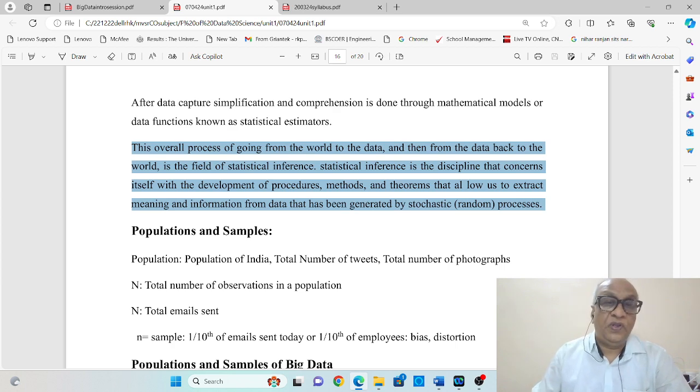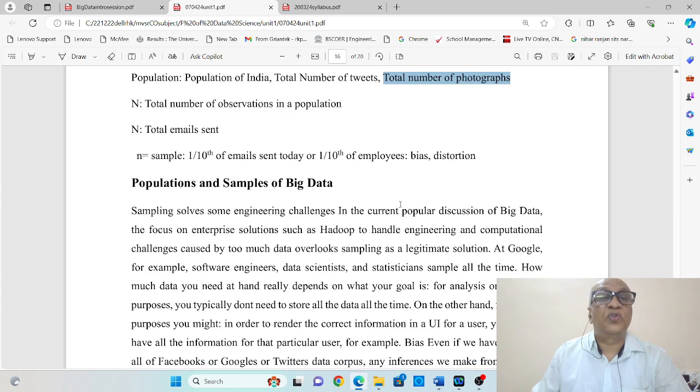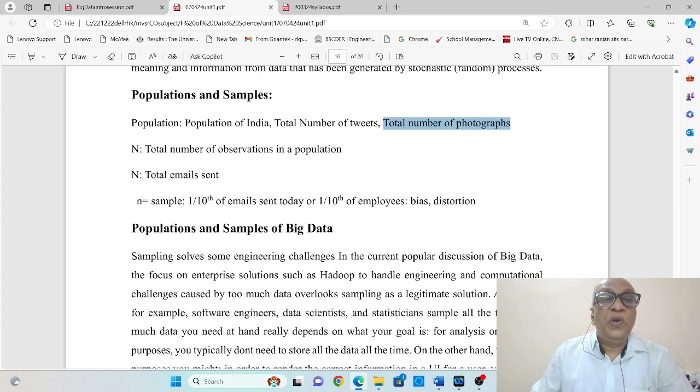Now, coming to the two words populations and samples, we know, for example, the population of India is an example of population, but here what will be the sample? Maybe all men in India, or all women in India, or children in India, that can be a sample. A population example can be the total number of tweets, or the total number of photographs. Suppose the population of India is X, the number of tweets is Y, the number of photographs is Z. So, these will be the observations.